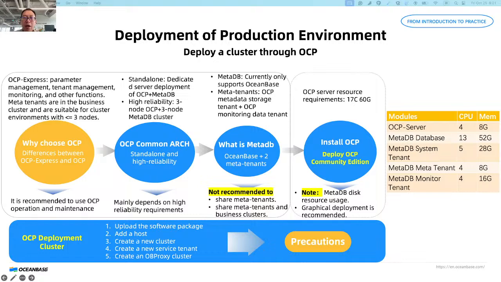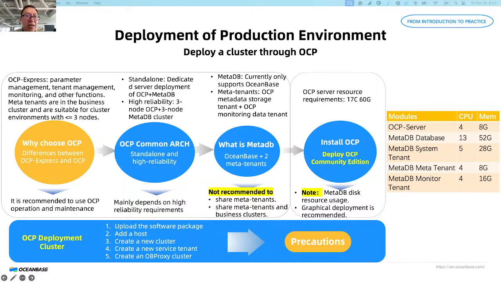In this MetaDB, we will store 2 OCP meta tenants, one for MetaDB storage, and the other for monitoring data storage. Here we need to pay attention that we do not recommend that users share meta tenants, and we also don't recommend that users share meta tenants and the business cluster, because the amount of OCP monitoring data is relatively large. If it shares a tenant, its resources will encounter bottlenecks.